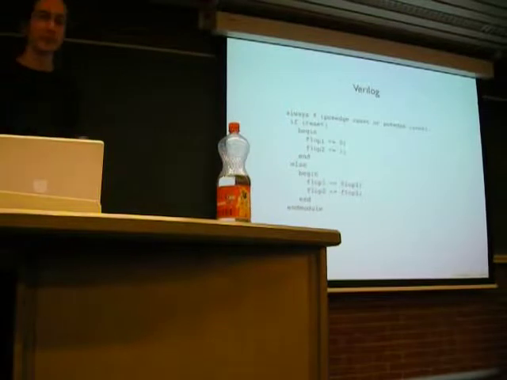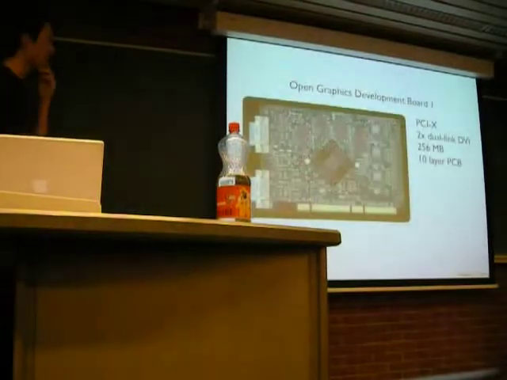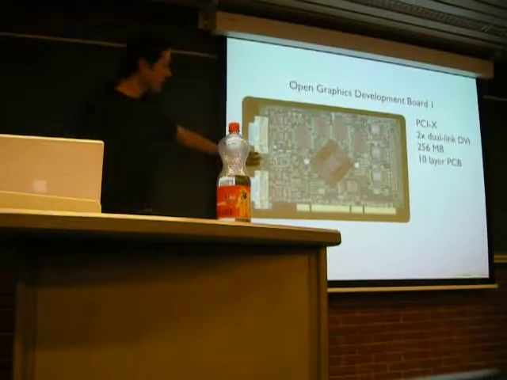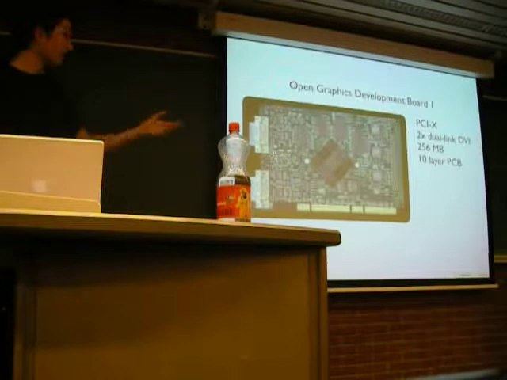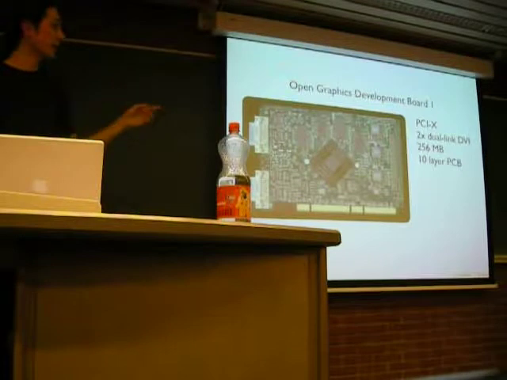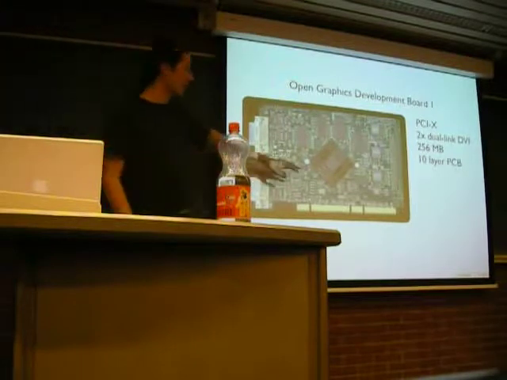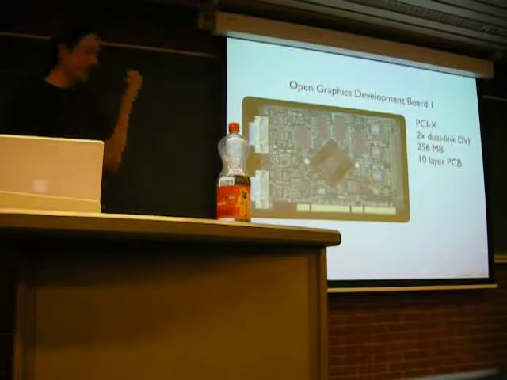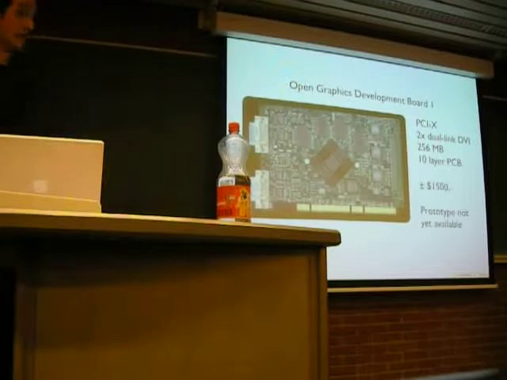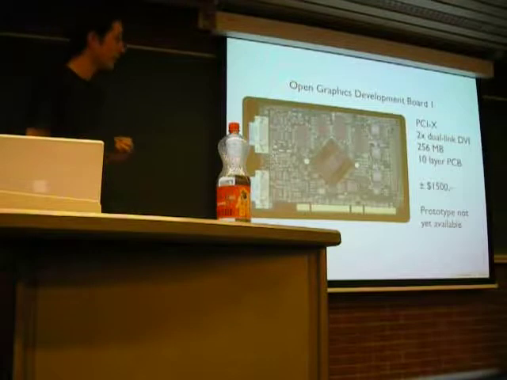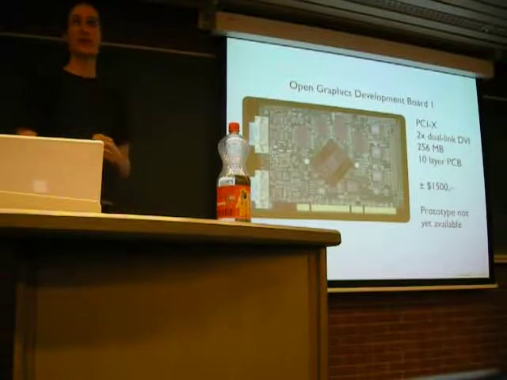Okay. So I was talking about this development card. The Open Graphics Development Board 1 is this card, still in development. It has PCI-X connection, it has 2 dual-link DVI outputs, it has a lot of features. And this is a really expensive and big FPGA, the S4000 I mentioned earlier. Right now this card is an estimated $1,500, which is kind of above the budget of any developer. And we're now working on it for 3 years and it's still not available.